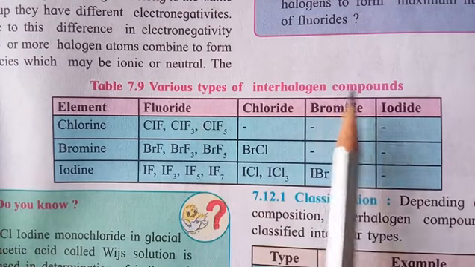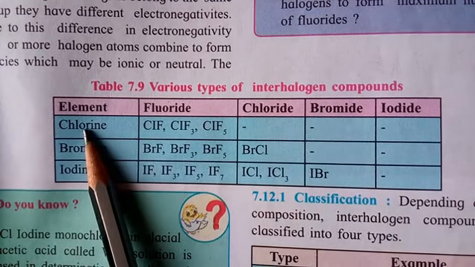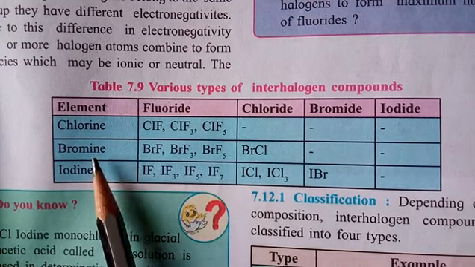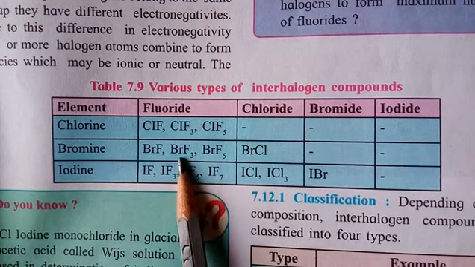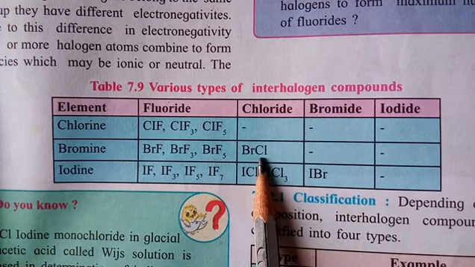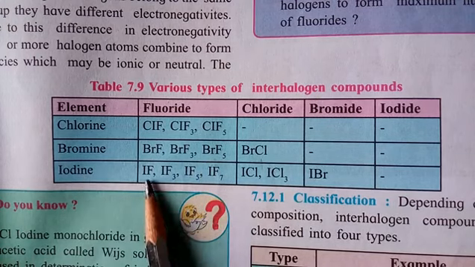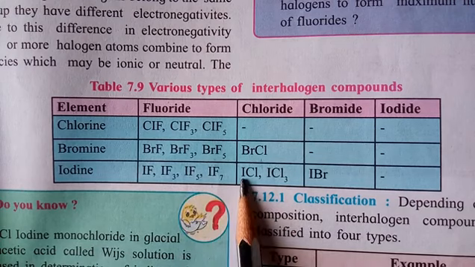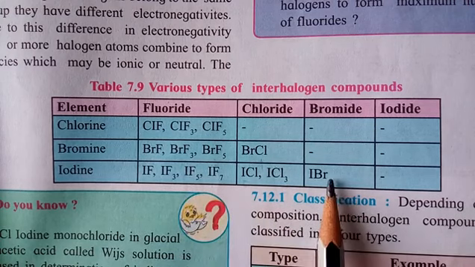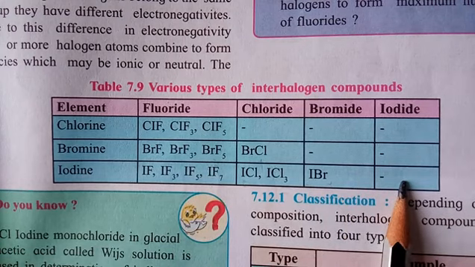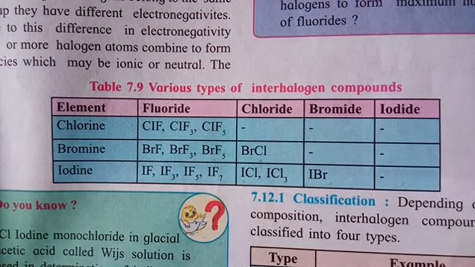Here are various types of interhalogen compounds. For chlorine, we observe ClF, ClF3, ClF5. Bromine: BrF, BrF3, BrF5, and with chlorine, BrCl. In iodine, IF, IF3, IF5, IF7. With chlorine, ICl, ICl3. With bromine, IBr. Iodine here does not form an interhalogen compound.